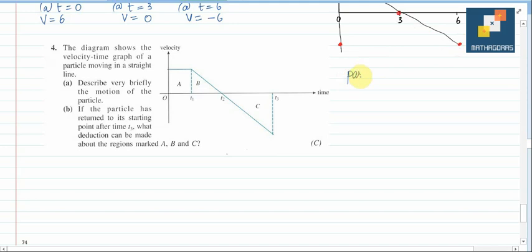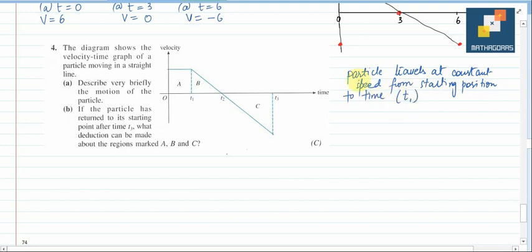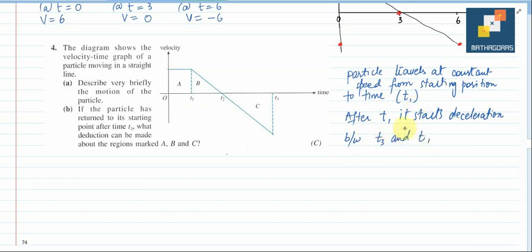The particle travels at constant speed from the starting position to time t1. Alright, that is for this part. And after that it is decelerating. After t1 it starts deceleration, between t1 and t3. Alright, so that is the first part answer.